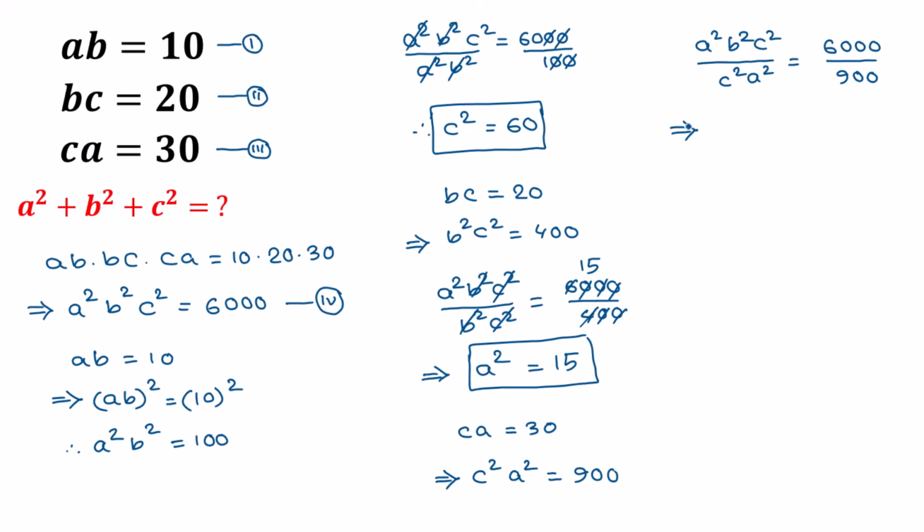or this C square and C square will cancel, A square and A square will cancel, and it will be B square is equal to, this 20 will cancel, and simplifying we'll get divided by 3. Here it will be 3 and here it will be 20. So simplifying this, we will get 20 over this 3, and this is the value of B square.